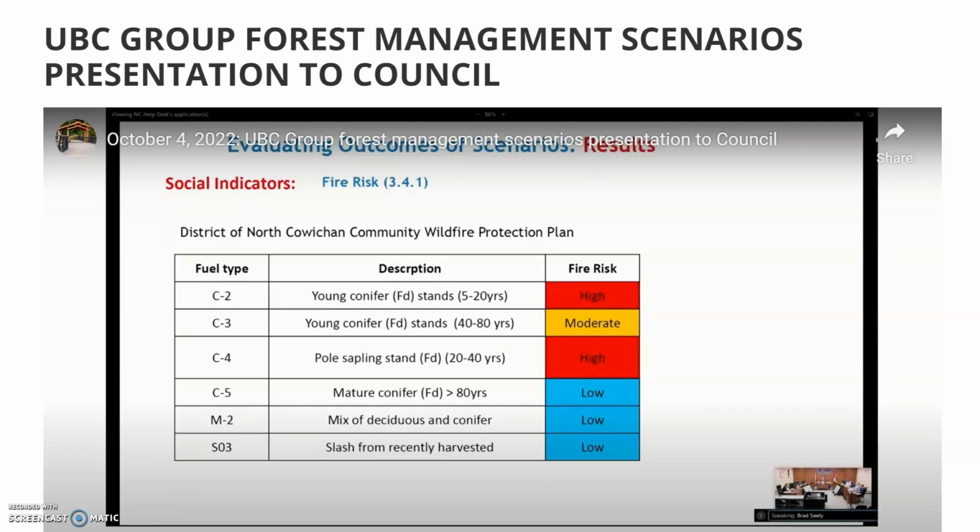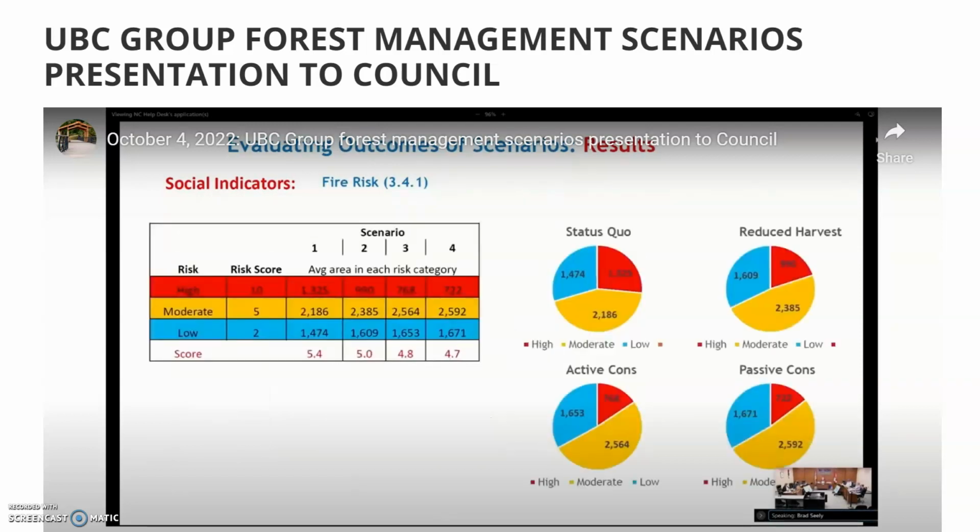Each of these fuel types was assigned to those different polygons on the land base according to the stand age and the stand types that we mapped out. Okay, next. So this is the result when we put all those out there and we calculate the score on average over time for these different scenarios. One thing I wanted to do was to quantify the risk score numerically. So instead of just saying high, we gave it a risk score of 10, a moderate had a risk score of 5, and a low had a risk score of 2.